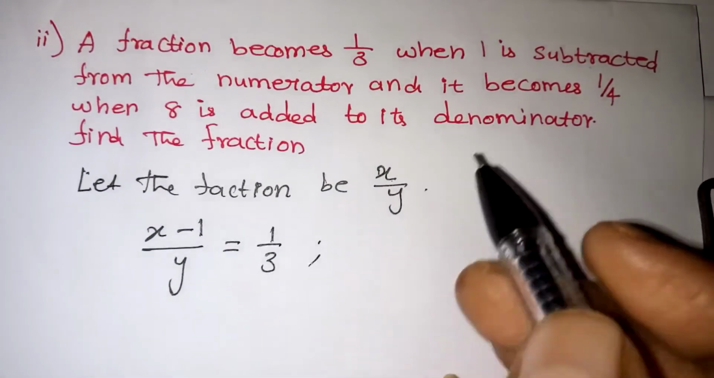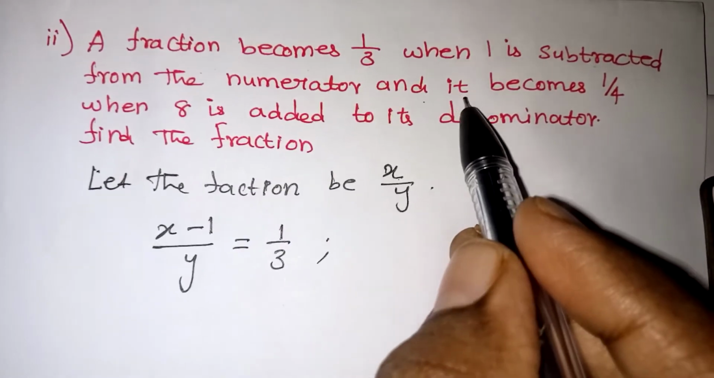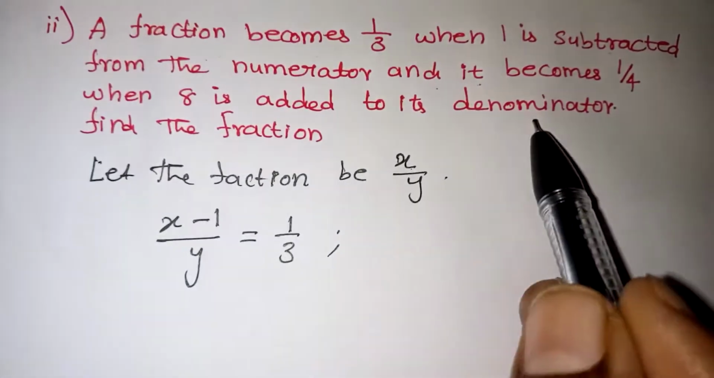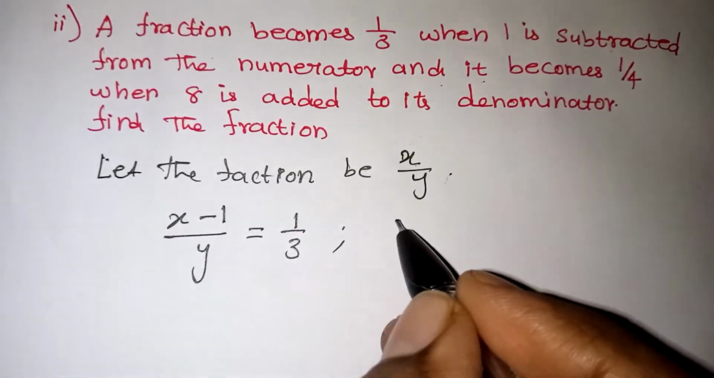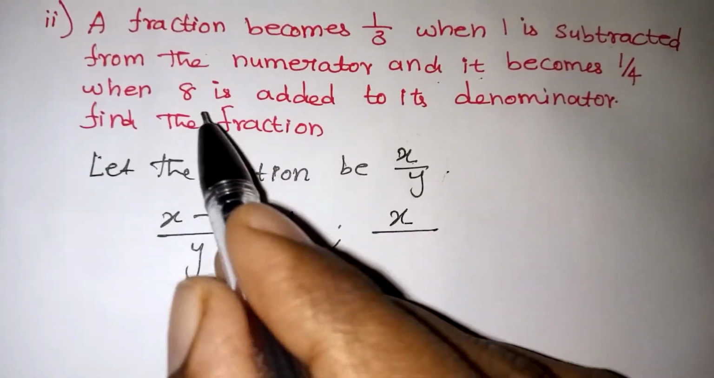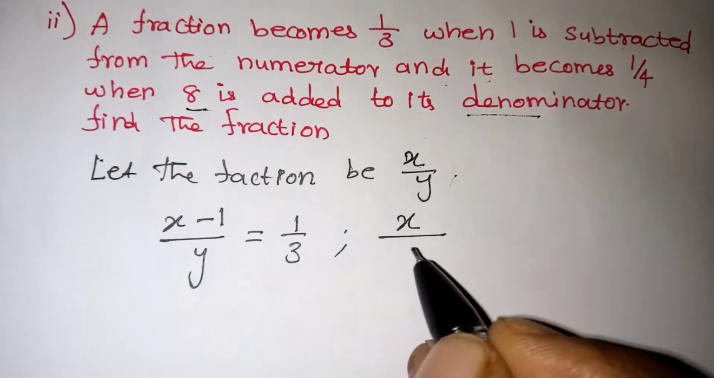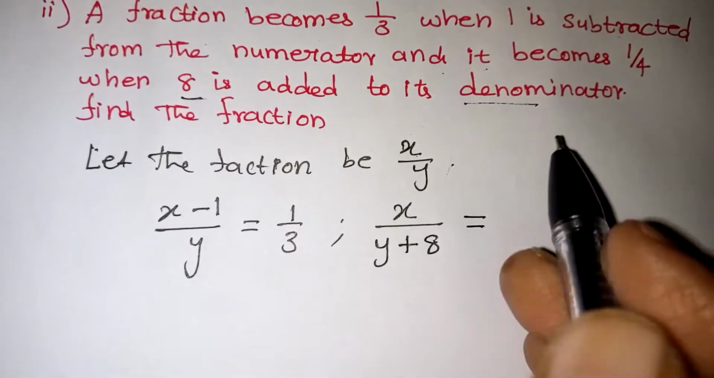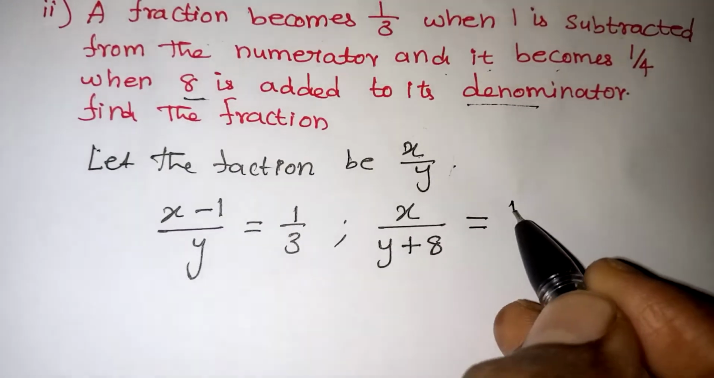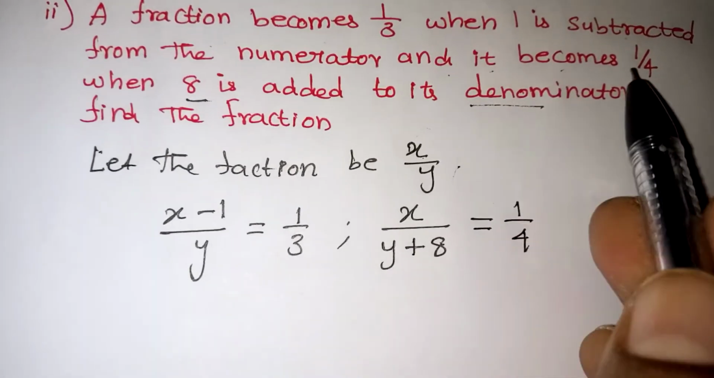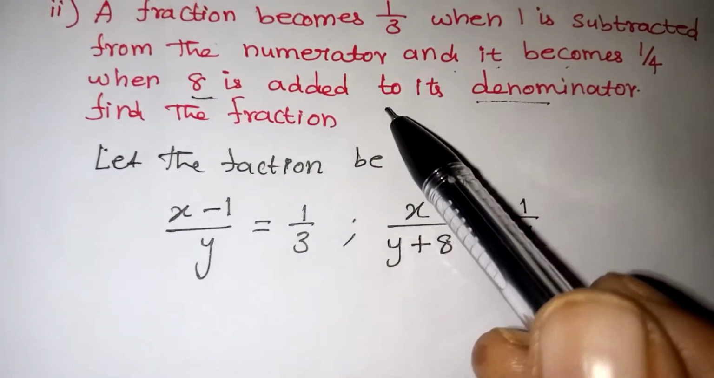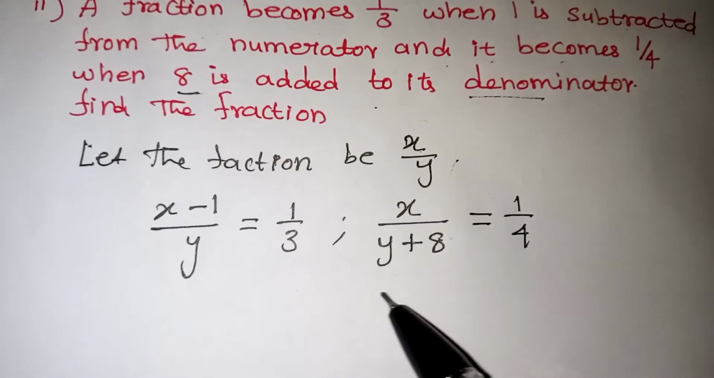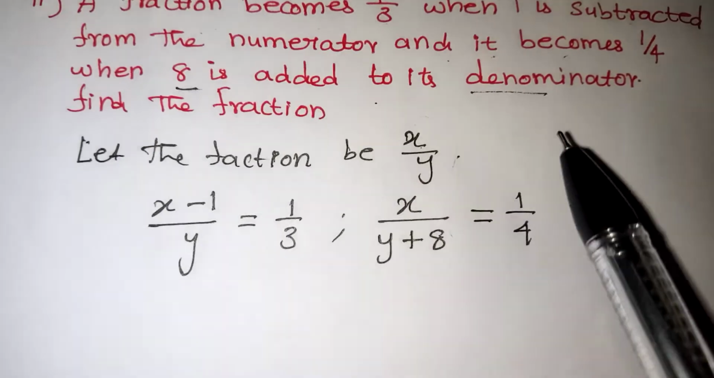Now the second condition: the same fraction becomes 1 by 4 when 8 is added to the denominator. With the same fraction, if I am adding 8 to the denominator, then my fraction will become 1 by 4. So 1 by 4 we have to take. The fraction became 1 by 4 if 8 is added to its denominator. That is the meaning of the statement.